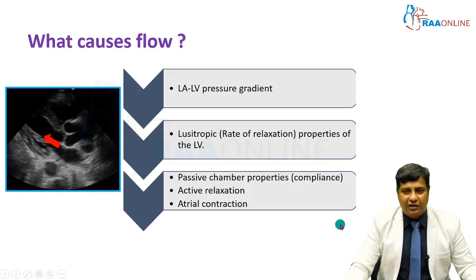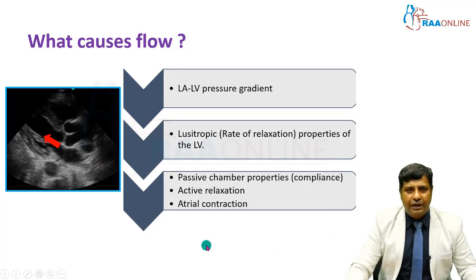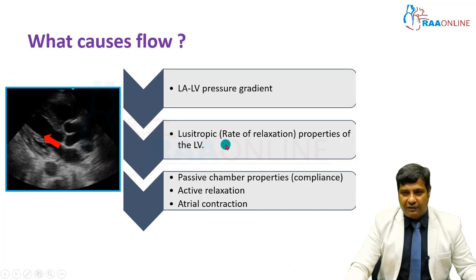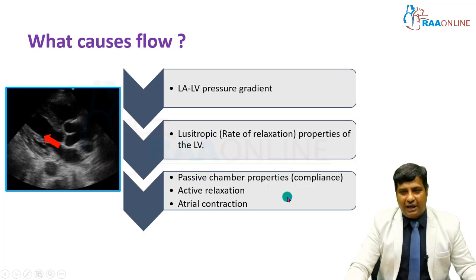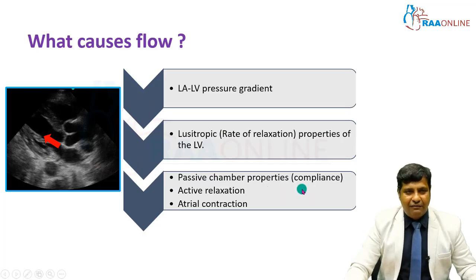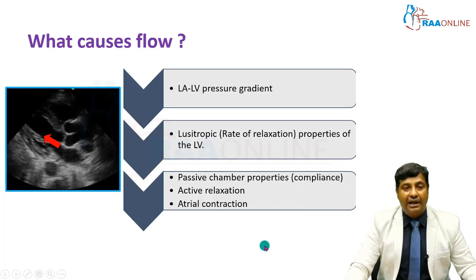So having understood the different components of how the diastolic phase works, now we need to know what exactly causes the blood flow across the mitral valve. The flow from the left atrium to the left ventricle is dependent on the pressure difference between the left atrium and left ventricle. This pressure difference is determined by the lusitropic properties of the left ventricle, that is basically how much the compliance of the LV is. This determines how actively the LV relaxes, and it also depends upon how effectively the atrium contracts and contributes to the flow from LA to LV.